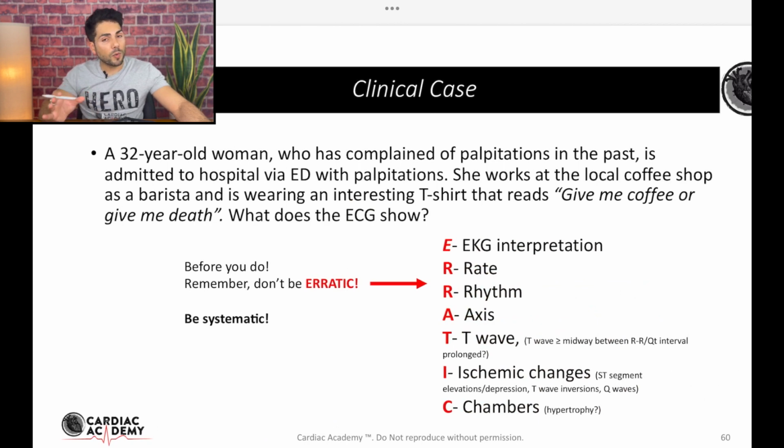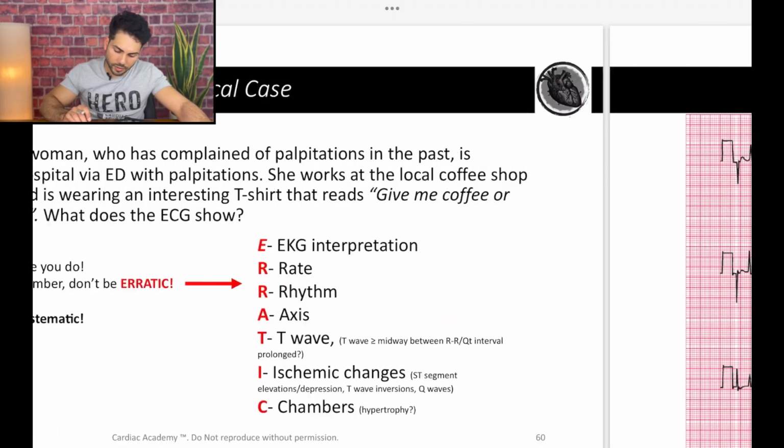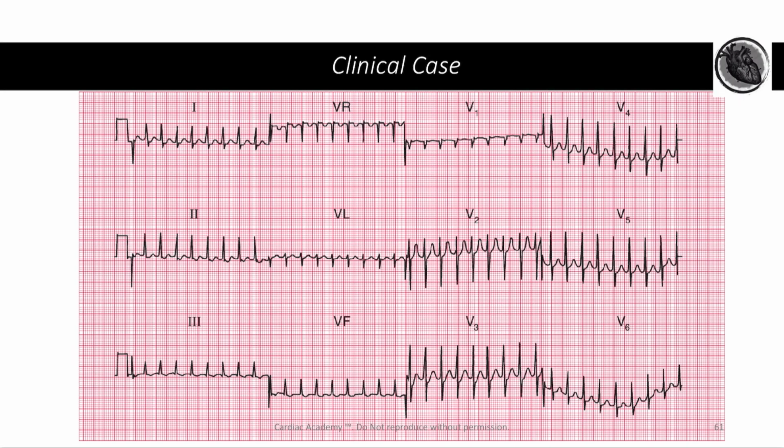All right, so before we go interpreting the ECG, again, we need to remember to do this in a systematic way, not in an erratic way, okay? So ERRATIC is our mnemonic. I know that we haven't discussed every single one of these letters and what it represents, but I want you to be getting used to reading EKGs following this mnemonic. So we'll do it together, okay? Very good. Okay, my friends, let's interpret this EKG. So, like we said previously, we have our mnemonic ERRATIC.